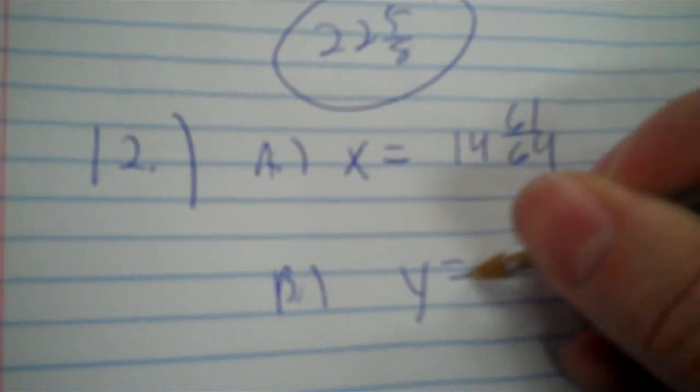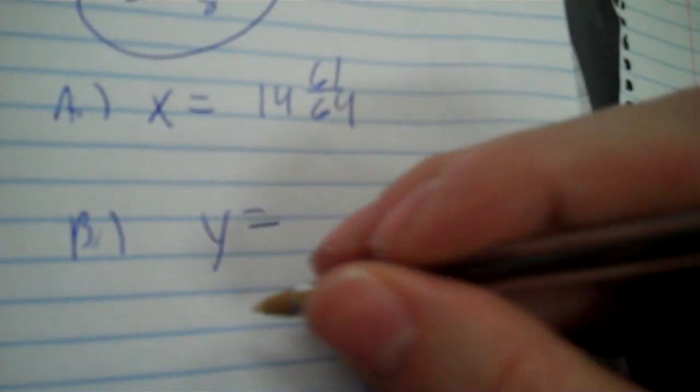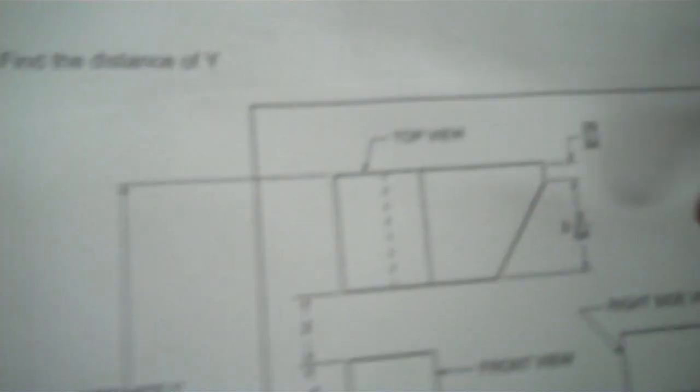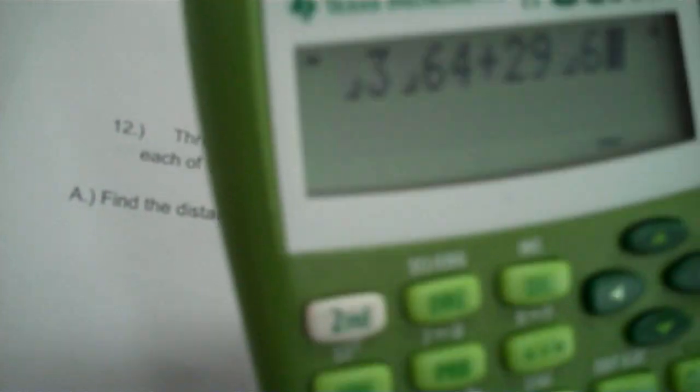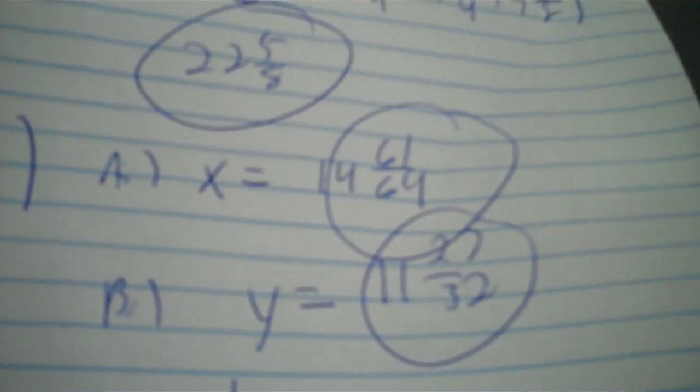Then part B, there's a distance Y we need to find. So Y, the margin is 2.5. So we go 2.5 plus 1 17/30 plus 2 5/16 plus 2. Now Y keeps going, so I look over here. Plus 3 3/64 plus 29/64. The common denominator there would be 64. That's 11 27/30, and that's your Y.